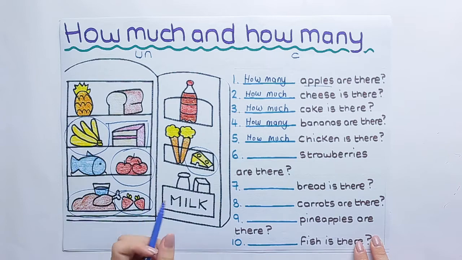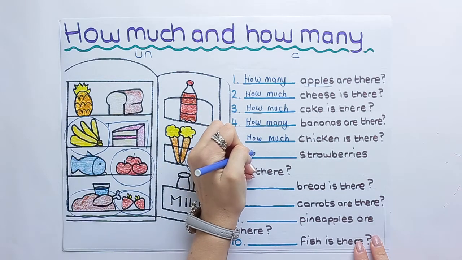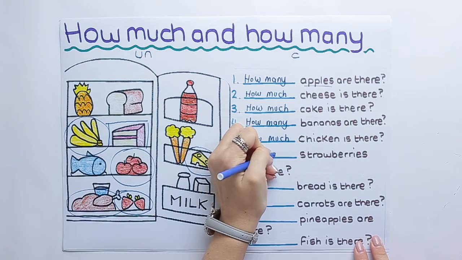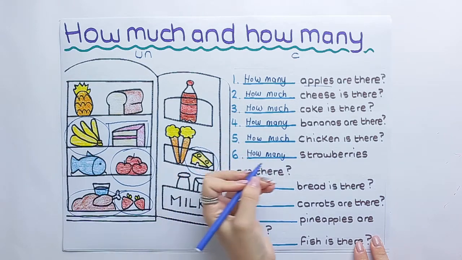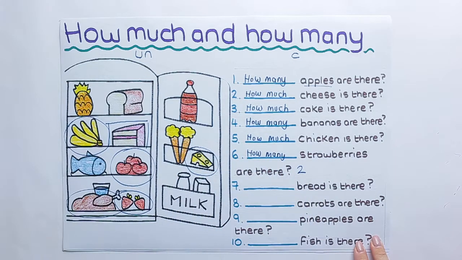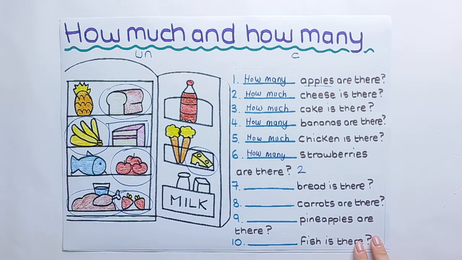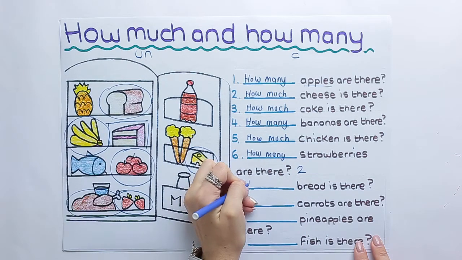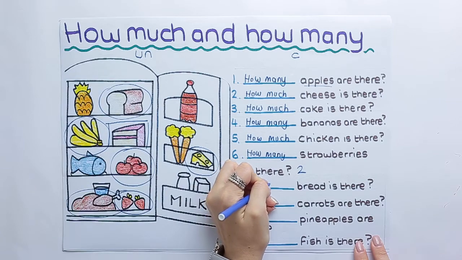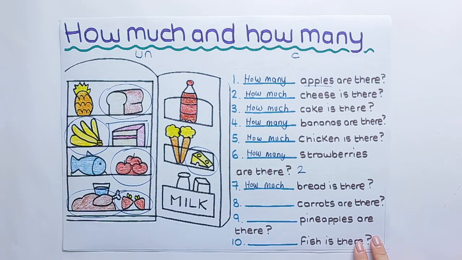1, 2. How many strawberries are there? 2. 7. Bread is there. Can you count bread? No. Bread is uncountable. How much bread is there?